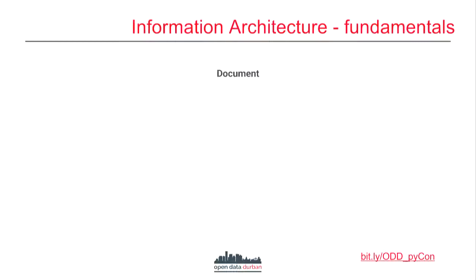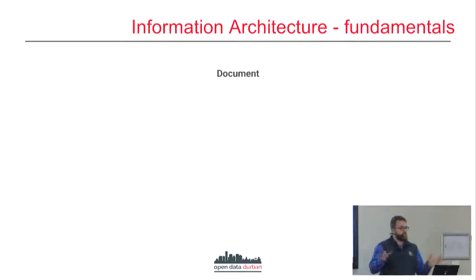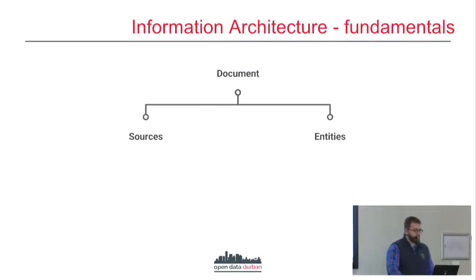So just to give you a basic overview of the information architecture, just how does data flow through this system? What are we interested in? Everything begins with a document, with a source of text, be it from the transcription of a radio broadcast to an actual digital piece of media, a news article you'd read. And out of this, we're looking for two primary things, sources and entities. A source is somebody who has been quoted on something. It's an utterance. And an entity is something that is being spoken about.